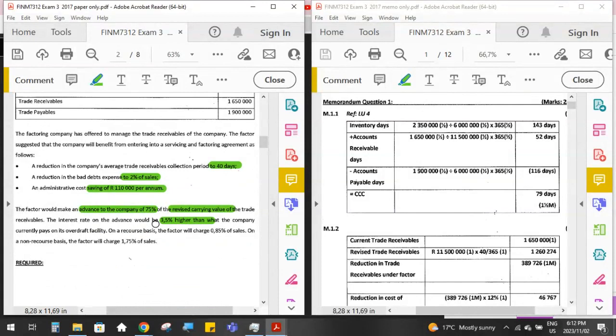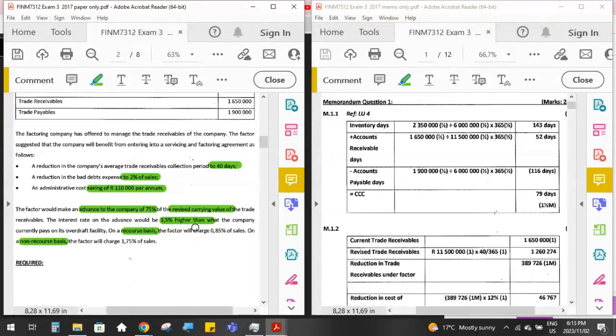On a recourse basis, they will charge us a commission of 0.85% of sales, and on a non-recourse basis, they will charge us a commission of 1.75% of sales. So just to chat about this quickly, what recourse and non-recourse means: does the factoring company have recourse to their client, or do they have no recourse to the client?